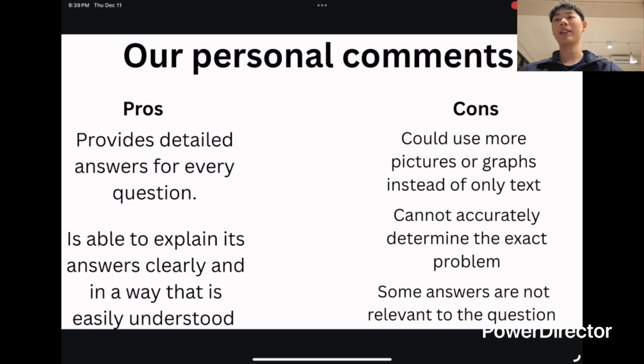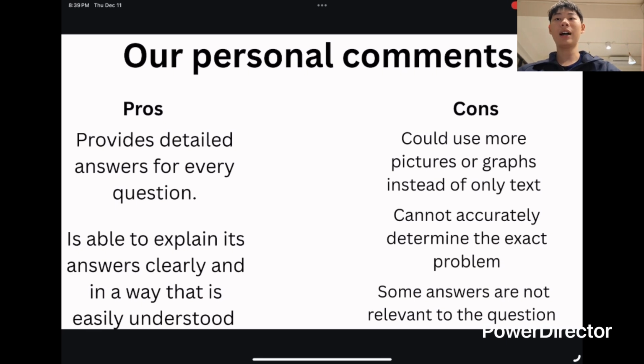And next, it cannot accurately determine what the exact problem is. As you can see from the slides that we have already presented, ChatGPT is only able to narrow down the problem to several different types. However, it's not able to pinpoint what exactly is going on in the picture that we presented. And lastly, some answers, unfortunately, are not related to our question. Sometimes ChatGPT goes off track and starts answering things that we did not ask about.